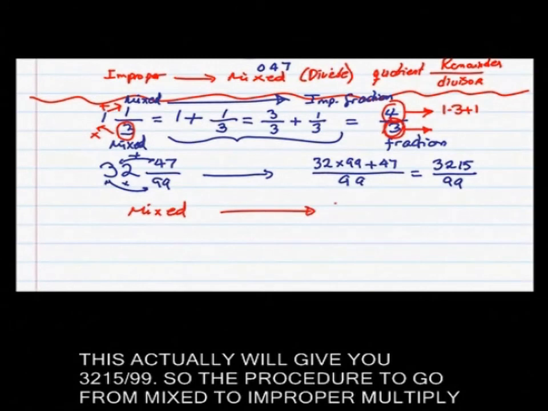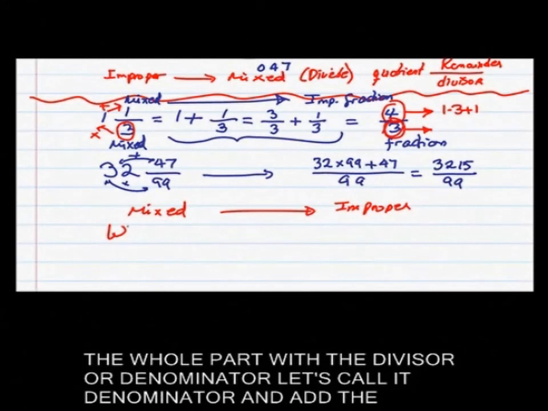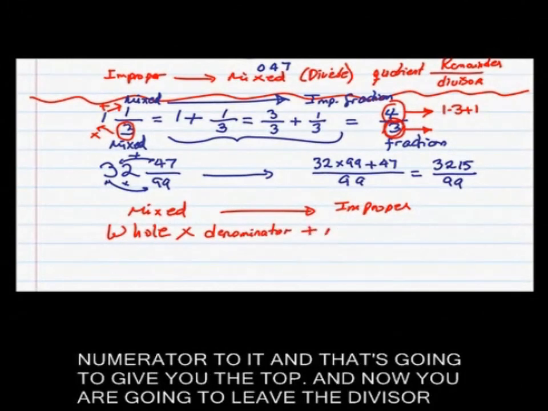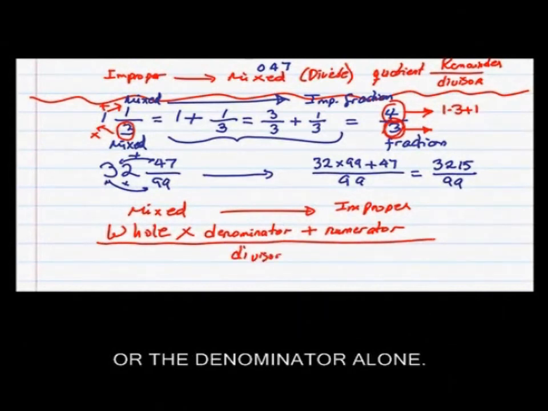So the procedure to go from mixed to improper: multiply the whole part with the divisor, or denominator, let's call it denominator, and add the numerator to it, and that's going to give you the top. And then you're going to leave the divisor or the denominator alone.